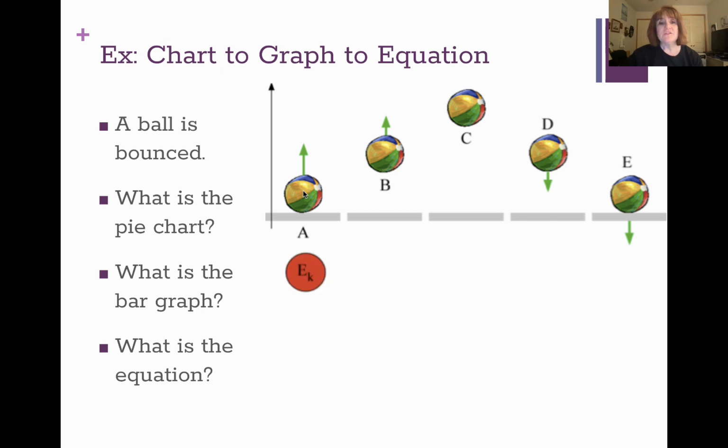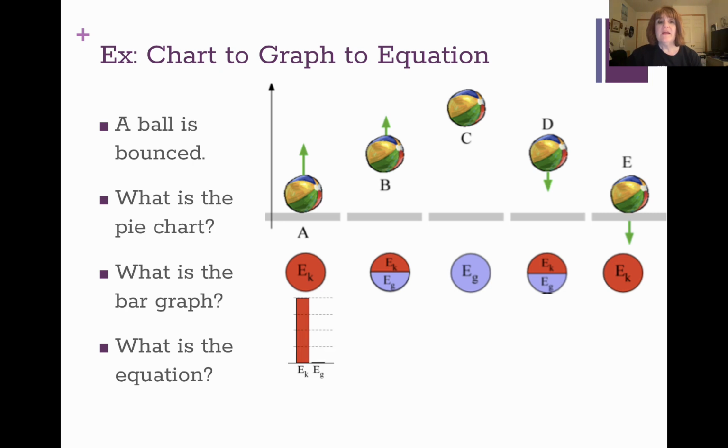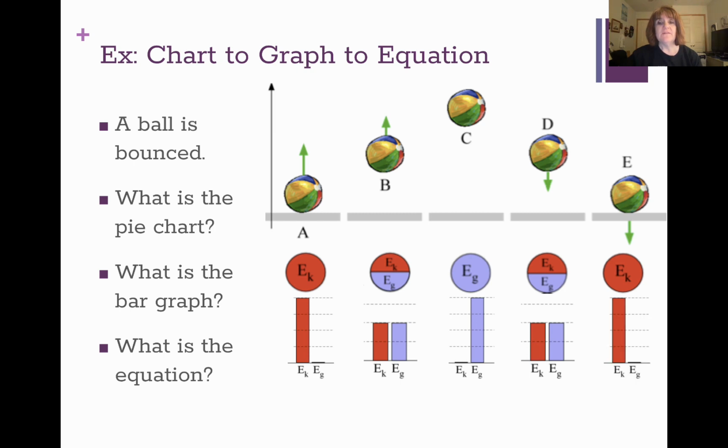So the pie charts for this might look like this, A being all EK, B being half EG and half EK, C being all EG, D being half and half, and E being all EK again. The bar graphs would then be similar. Position A has all EK, position B has half and half for 2 and 2, position C has all EG, position D is half and half, and position E is all EK.